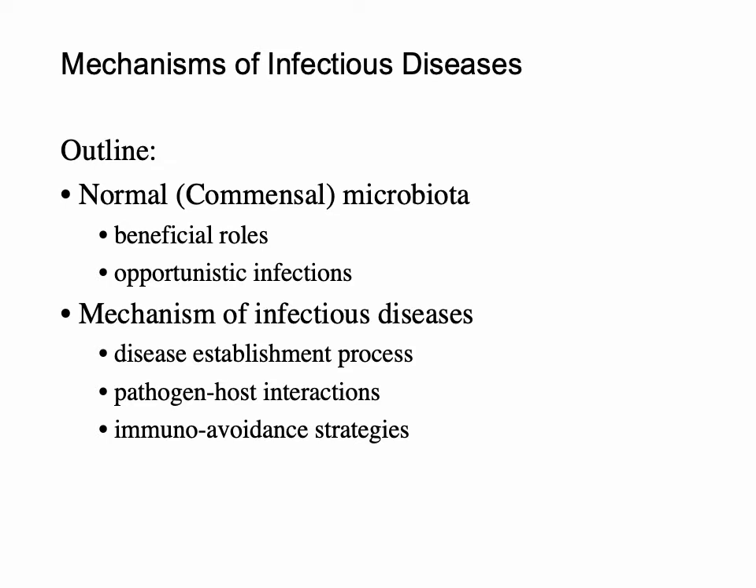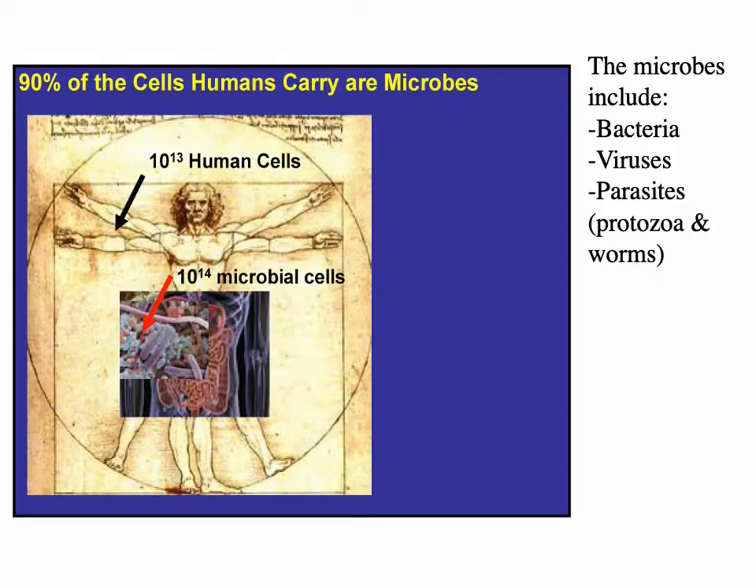And then in mechanism of infectious diseases, we generally look at the outline of the disease establishment process, so the steps involved in causing a disease by a pathogen. Then we'll elaborate a little bit on some of the structures involved in the different steps, and finish by looking at some of the strategies used by these pathogens to avoid the immune system, so immunoavoidance.